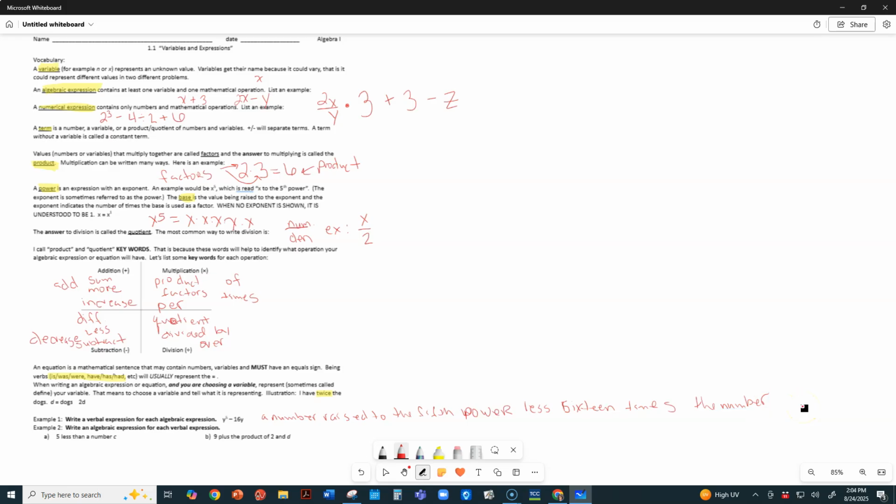Okay, 5 less than a number C. This says 5 less than. Since it says less than, instead of just less like it does right here, we're going to be taking 5 away from a number C. So it's C minus 5. This one says 9 plus. We know we're going to be adding. And then it says we're going to add to the 9 the product. So we're going to have to multiply 2 and D.